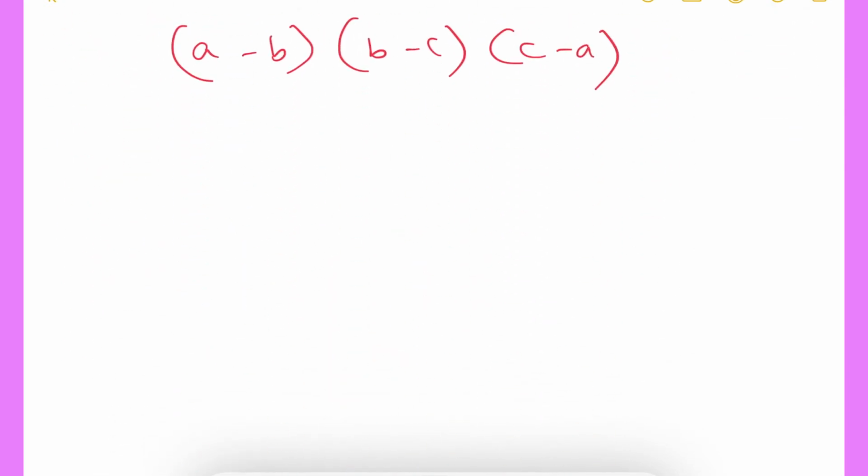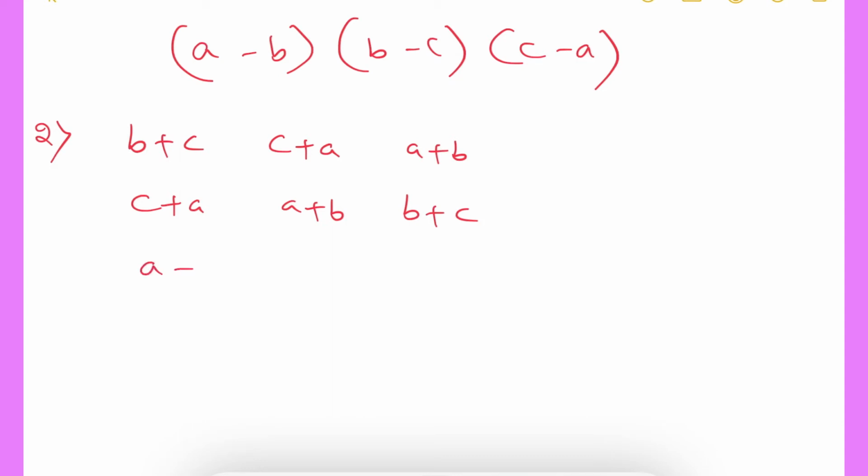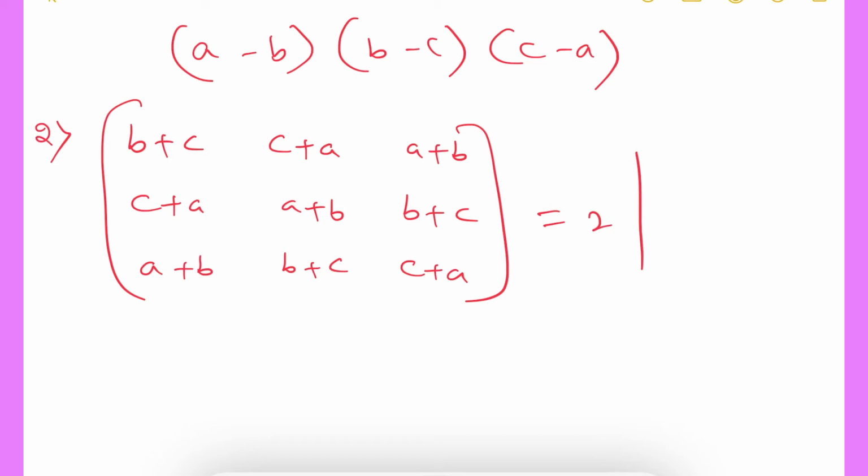Okay, now let's move to the second solved problem. The problem is given: the determinant with rows b plus c, c plus a, a plus b; c plus a, a plus b, b plus c; a plus b, b plus c, c plus a; that is equal to 2 into the determinant with rows a, b, c; b, c, a; c, a, b.